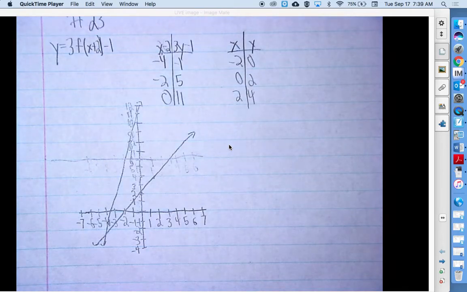The original equation was y equals 3 f of x plus 2 minus 1. And so I took the original t-chart, which was negative 2, 0, 0, 2, and 2, 4. Made it, and subtracted 2 from x, multiplied y by 3, and then subtracted 1. So we got 4, negative 1, negative 2, 5, and 0, 11.